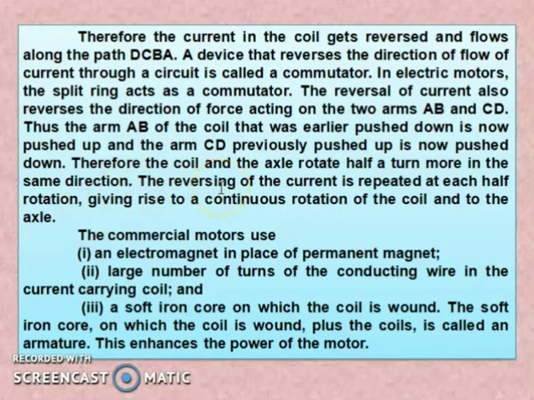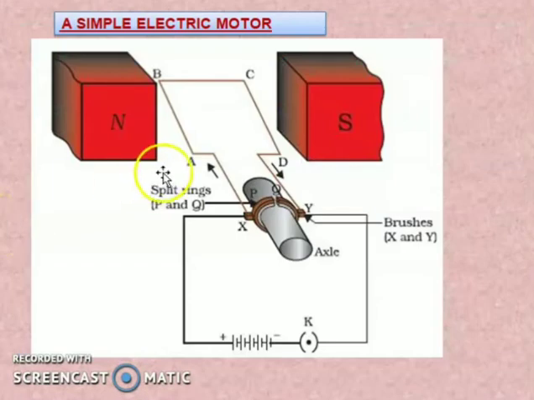Now the reversing of the current is repeated at each half rotation, which gives rise to the continuous rotation of the coil and the axle. So in the first half, AB will move downward and CD will move upward. In the second half, CD will move in the downward direction and AB will move in an upward direction. Like this it will rotate the axle. So there will be continuous rotation of the axle. During this continuous motion, the electric energy will be converted into mechanical energy.